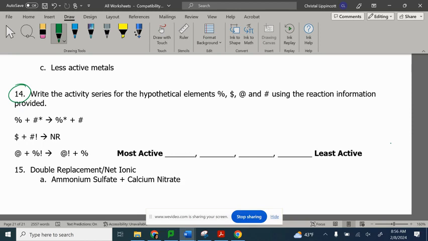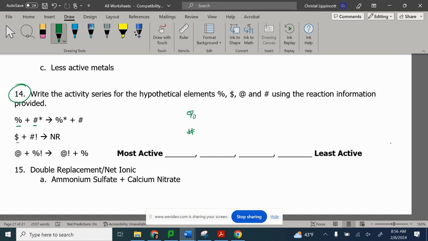If we look at this, we've got percent sign, and it's trying to sub in for number sign. Remember, if it's more active or it's a better player, then it's going to sub in. So obviously, percent sign is going to be better than number sign because it forced the number sign onto the bench. So percent sign is going to be higher up than number sign. And I'm leaving a little bit of room here just in case I have to sneak some other symbols in there. But we know this one's going to be higher than this one because it got replaced.